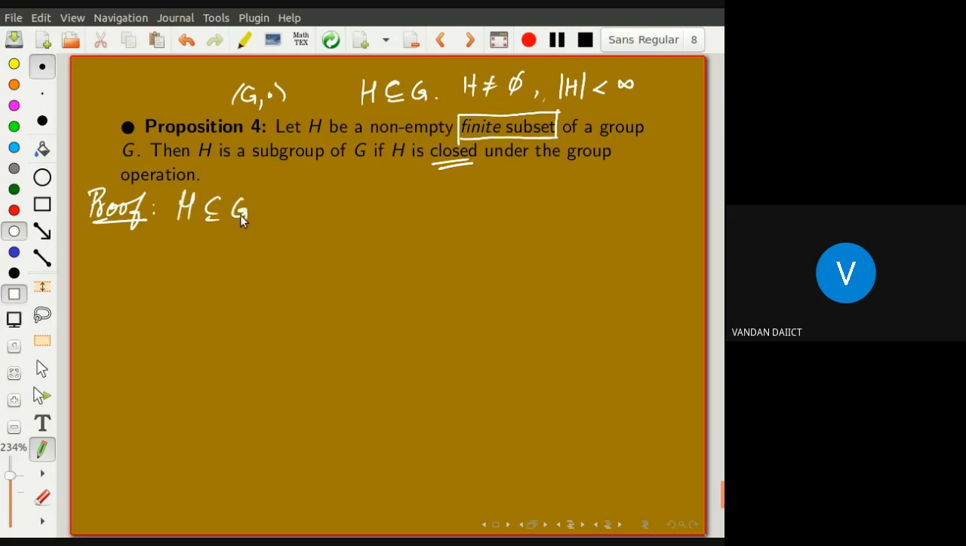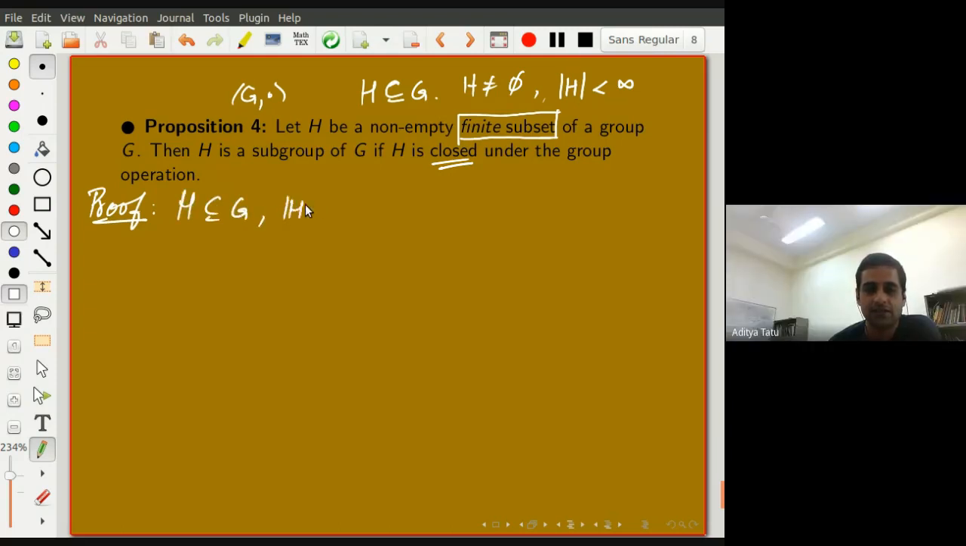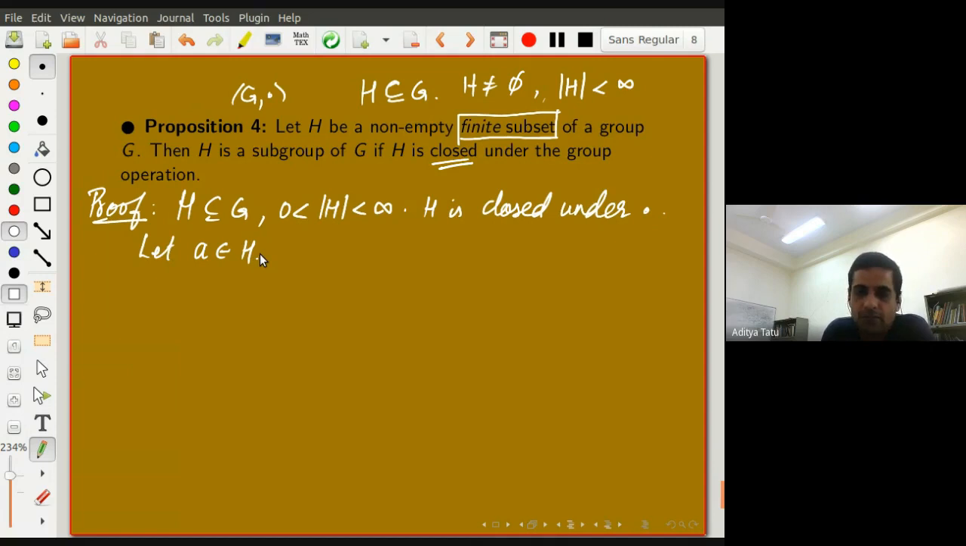So, say H is a subset of G. The cardinality of H is finite, but greater than zero. And H is closed under the group operation dot. What do we need to prove in order to show that H is a subgroup? Inverse, and closure is already there, so inverse mainly, right? Okay, so it is a non-empty subset, so there will be at least one element in H. Let's call it A.